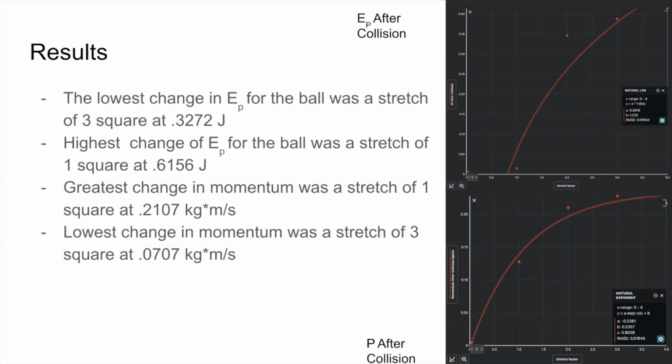Depicted on the right is the energy potential after the collision graph, and then on the bottom is the momentum after the collision graph. You can see that each dot represents a tightness of 1 square, tightness of 2 squares, tightness of 3 squares, and all the way to tightness of 4 squares. And then you can see that the energy potential after the collision models a natural log, and the momentum after the collision models a natural exponent. The regression lines were determined by comparing RMSE values and determining the lowest one.